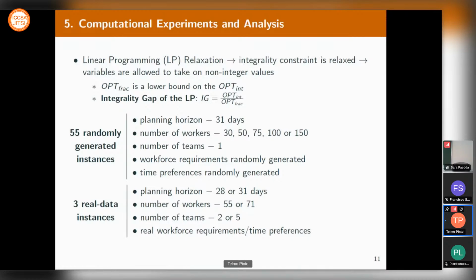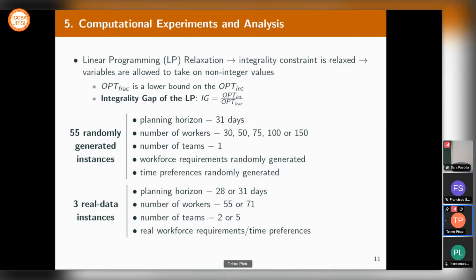For the computational experiments, we generated 55 random instances. Each one has a planning horizon of 31 days. We considered different scenarios, varying the number of workers from 30 to 112, and we focus on instances with a single team. The workforce requirements and time preferences were randomly generated for each instance. This variation allows us to explore different scenarios and evaluate effectiveness under diverse conditions.